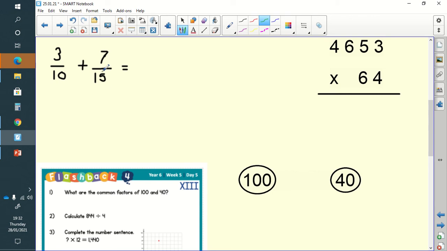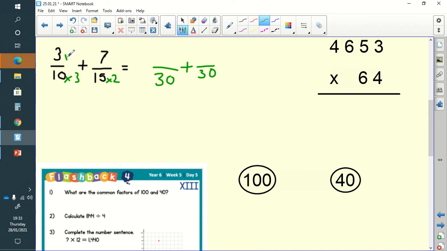3/10 add 7/15. So again, I'm looking at those denominators. I need to make them the same. What could I multiply by to give the same number? Now I know 15 times 2 is 30. What could I multiply the 10 by to give me 30? Well done everybody, I can multiply by 3. Okay, so I've got two denominators that are the same now. What do I have to do to my numerators?